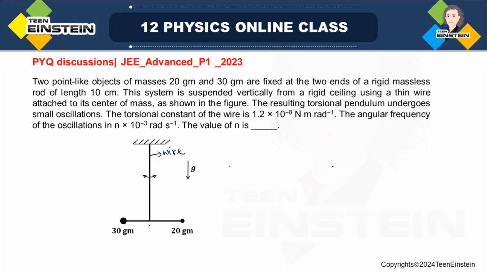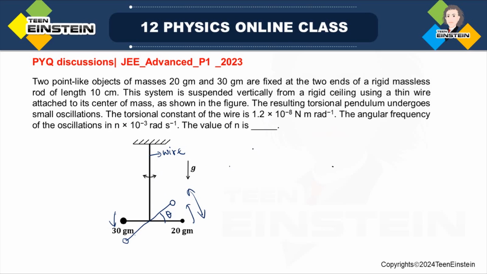Now the resulting torsional pendulum undergoes small oscillations. So this arrangement will act as a torsional pendulum if you somehow rotate this a little bit. Suppose the position becomes like this. If you rotate it or displace it by an angle theta, it will oscillate, but the oscillation will be rotational. This is not like a simple pendulum, it will be a rotational oscillation. It will oscillate in this way. So this is actually called a torsional pendulum.